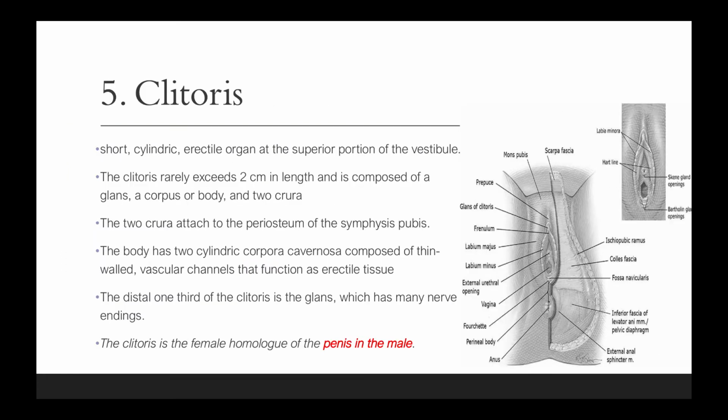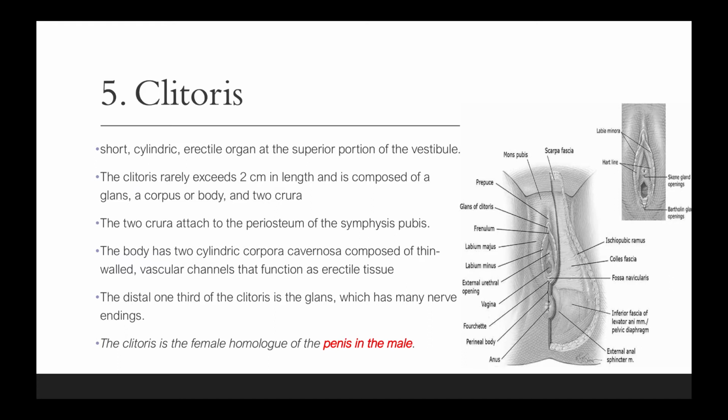Next, we have the clitoris. This is a short, cylindrical, erectile organ at the superior portion of the vestibule. The clitoris rarely exceeds 2 cm in length and is composed of a glans, a corpus or body, and 2 crura. The 2 crura attach to the periosteum of the symphysis pubis. The body has 2 cylindric corpora cavernosa composed of thin-walled vascular channels that function as erectile tissue.